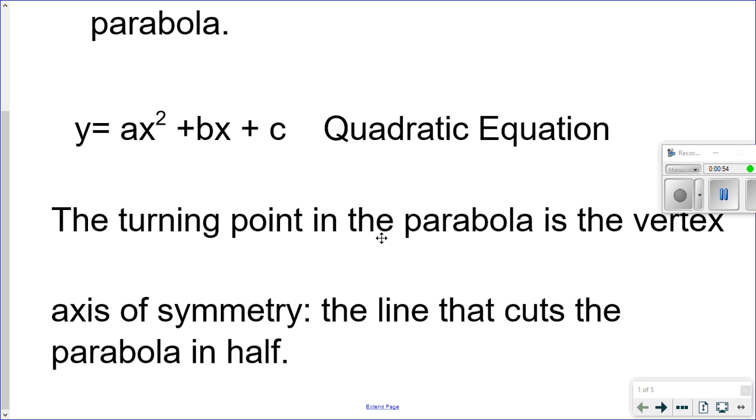And then the turning point in the parabola is called the vertex. So again, let's look back at our U, that point where it turns and goes from a decreasing interval to an increasing interval, that is its vertex. Or vice versa, when it goes from an increasing interval to a decreasing interval, that's the vertex, aka the turning point. The axis of symmetry is the line that cuts the parabola in half. We call the parabola U-shaped because it's symmetrical about the vertex, or in this case, the axis of symmetry, which we'll look at as well.